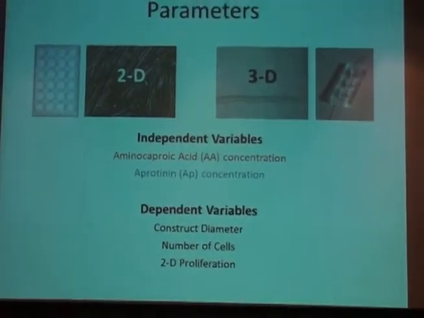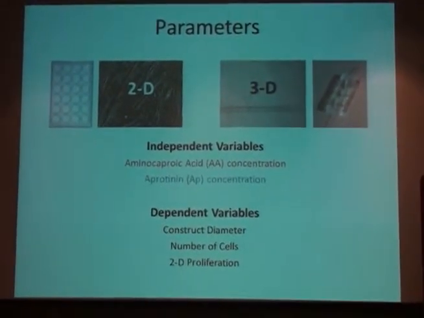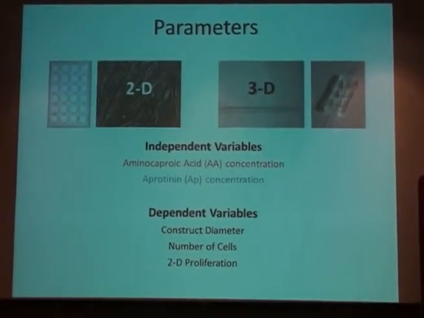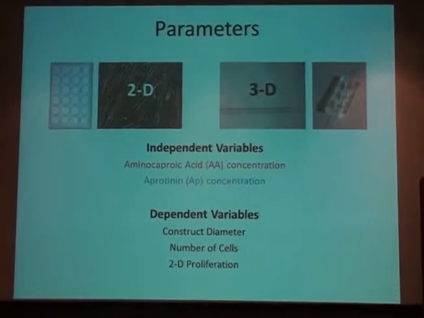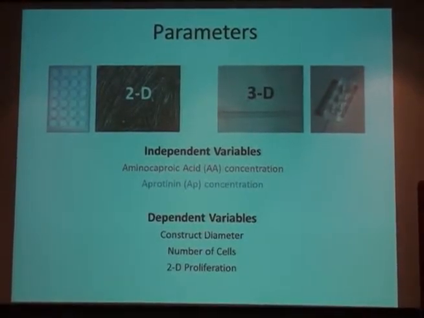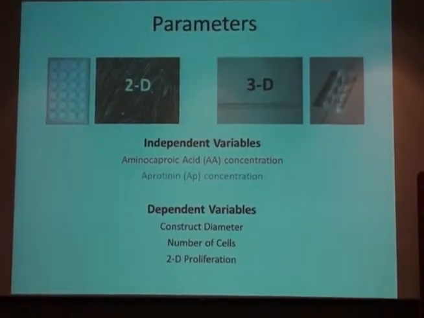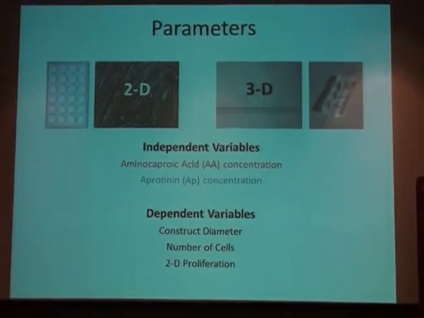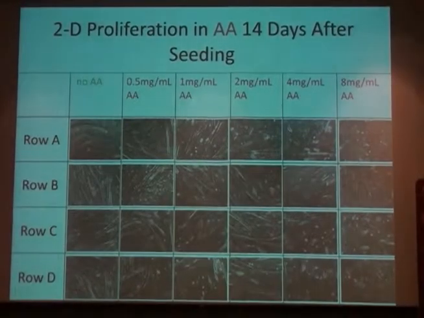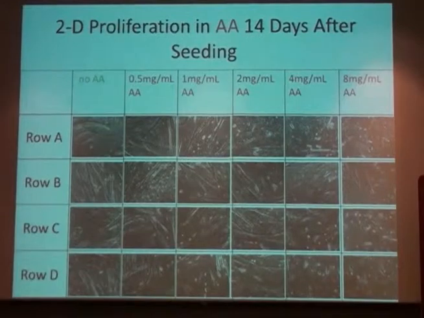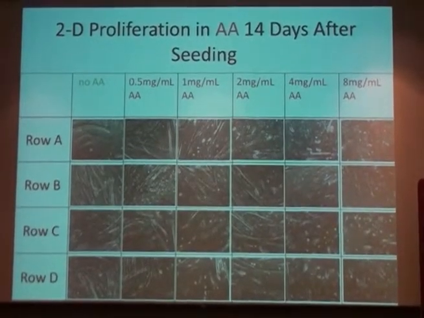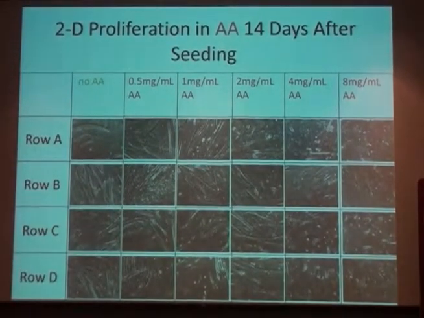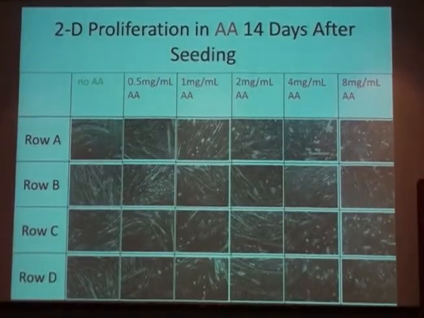So we looked at muscle growth in 2D on a 24-well plate and in 3D using the fascicle device I explained earlier. We looked at construct diameter, we did a cell count, and we looked at 2D proliferation. This represents a 24-well plate with muscle cells grown on it. Each column represents cells grown under the same conditions.